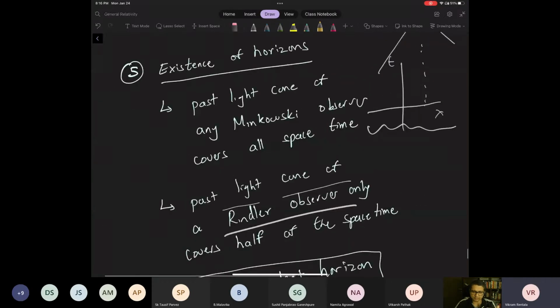And finally, Rindler observers have horizons, and these horizons are observer dependent. Some observers in the same space-time may experience a horizon like the Rindler observers, but other observers, like the inertial observers, do not experience any horizon. So these are some peculiar features that we will see in general relativity, but these features already exist in special relativity. That's kind of what I wanted to convey.